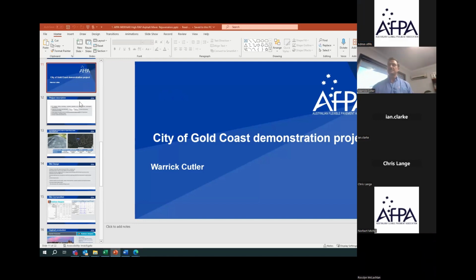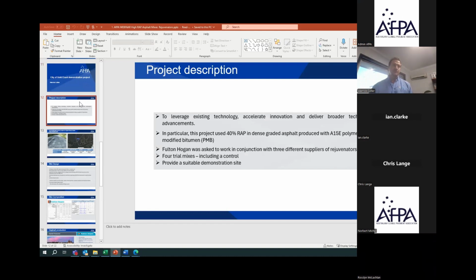So this part of the presentation is about the demonstration project. As a bit of an overview, the project description was really leveraging the existing technology and delivering a broader advancement. As Ian was saying, standard practice is 15, but we've gone up to 30. How do we get to 40? What do we need to do to actually put this into general use?